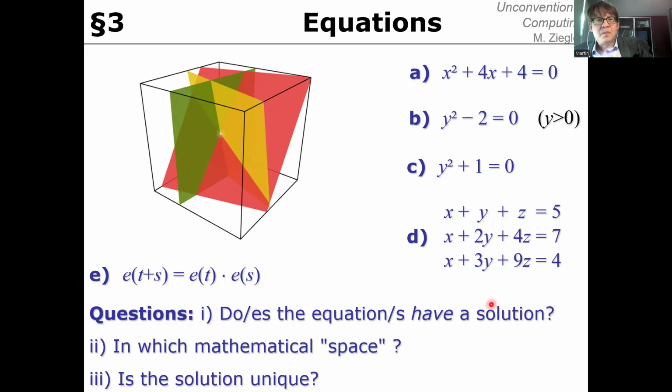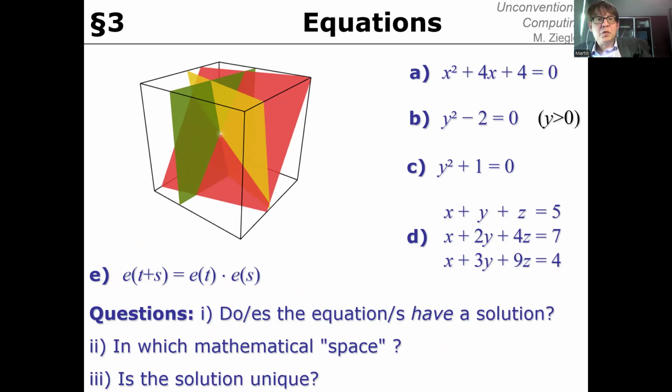Yes, exactly. The exponential function has this property, right? Exponential of t plus s is exponential of t times exponential of s. So it has a solution. We postpone question number 2 and proceed to question number 3. Is this solution unique? Is the exponential function the only solution to this functional equation? Or can you imagine another function that also has this property?